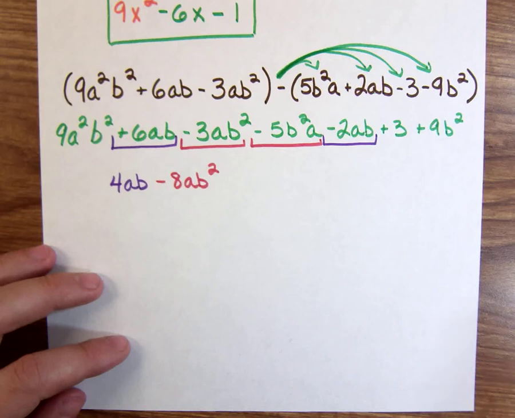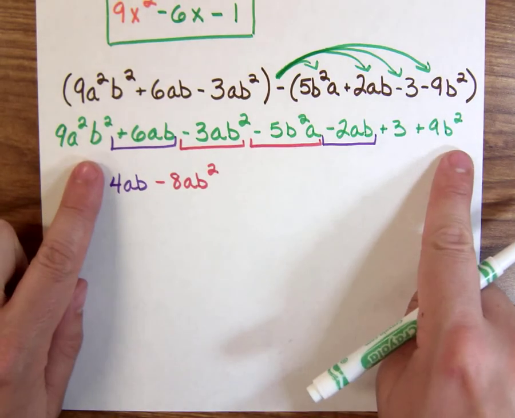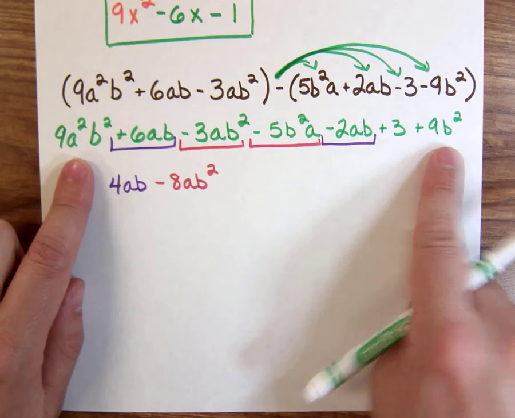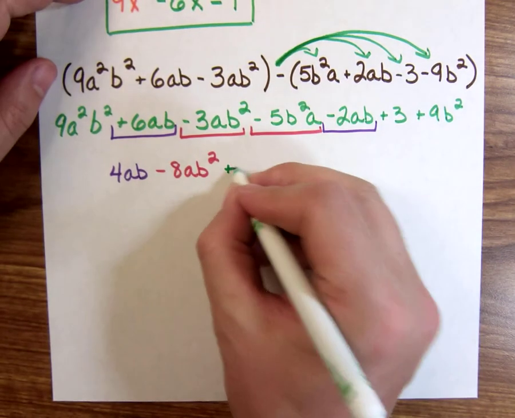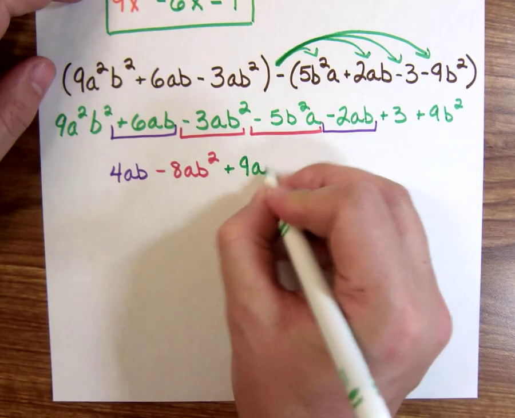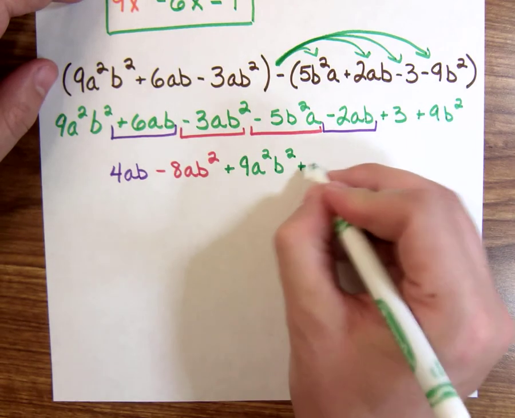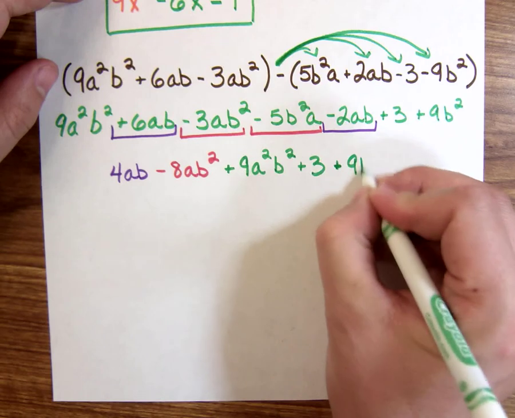Now, none of the rest of this can be combined. These two can't be combined because although they both have b squared, only one of them has a squared and the other one doesn't. And then the 3, poor guy's got nothing, can't combine him with anything. So the rest of the problem is just what's left over: positive 9a squared b squared, a positive 3, and a positive 9b squared.